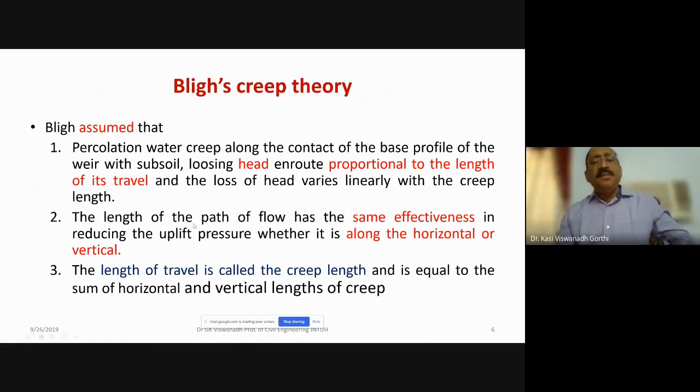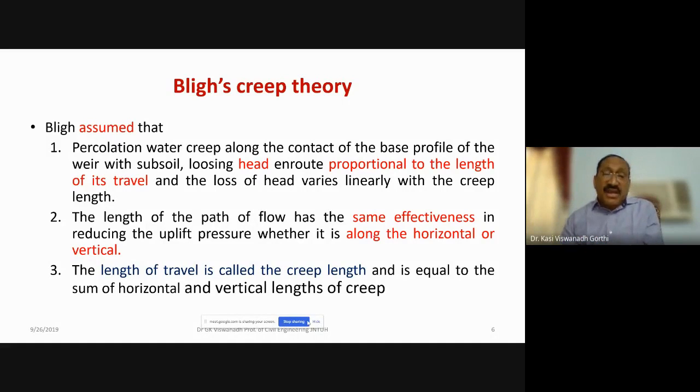The length of the path of flow has the same effectiveness in reducing the uplift pressure, whether the movement is along the horizontal direction or along the vertical direction. The effectiveness is same. This is another assumption. Later, of course, this has been contradicted, saying that it is a limitation, which has been taken up by Bligh, and you may have a different weightage for the horizontal and vertical movement of the path of the creep.